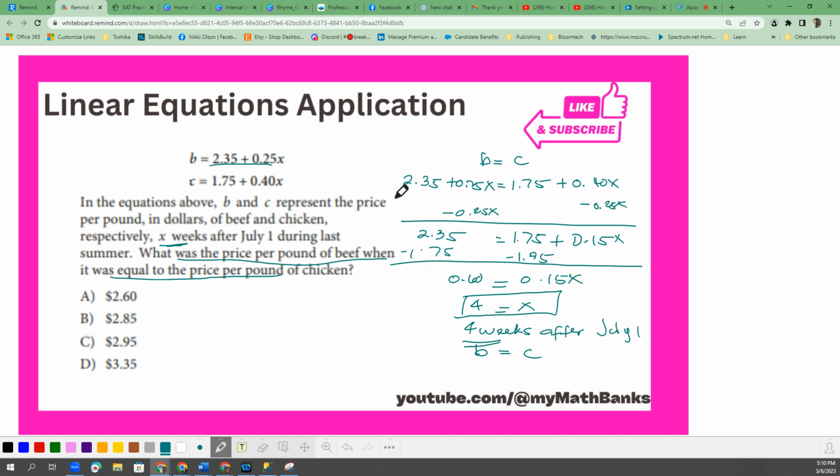So therefore, you go back to the price of beef, which is B equals 2.35 plus 0.25x. And you know that this is equal to this at 4 weeks, right? So now you do B equals 2.35 plus 0.25 times 4, because that's when they're going to be equal. And so B equals 2.35 plus 1. B therefore is 3.35. So this is $3.35 per pound. That's the price of beef after 4 weeks. That's also going to be the price of chicken after 4 weeks because they're going to be equal.